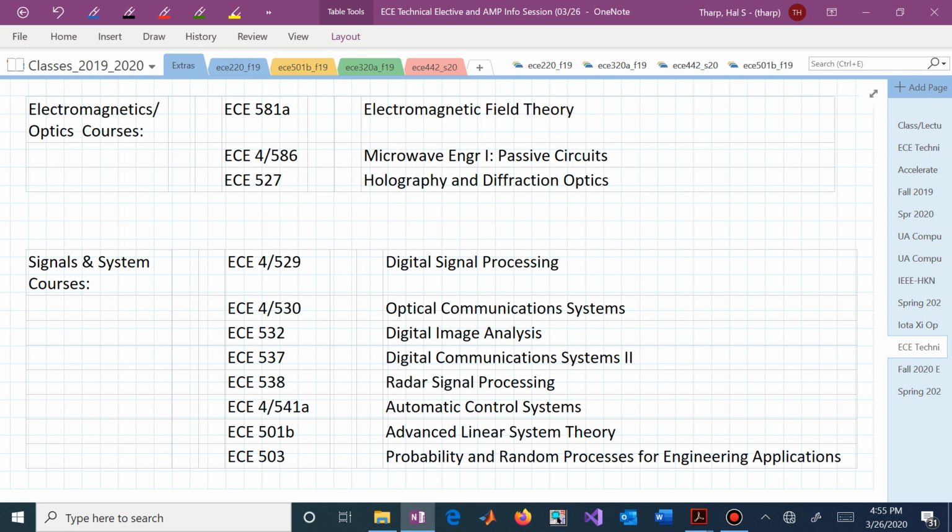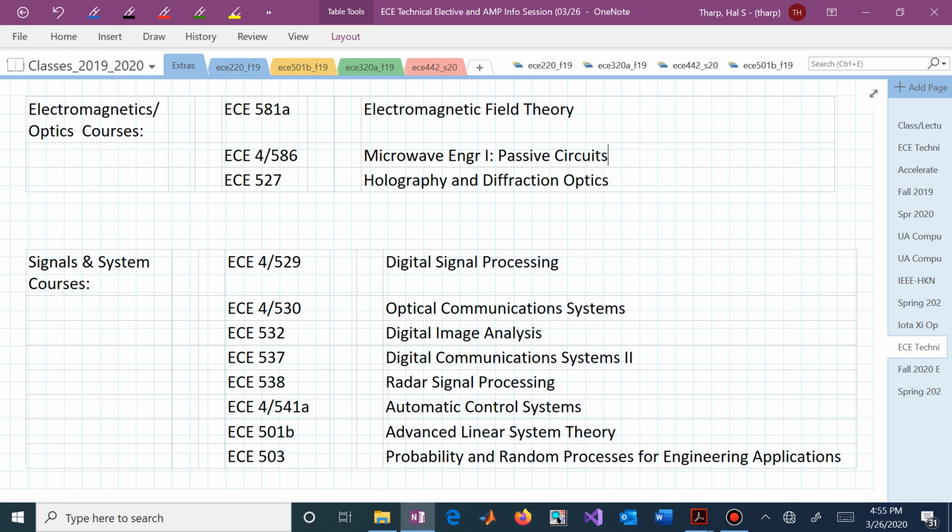If you wanted to know how do you do some of this filtering in a digital sense, that's now digital signal processing. How do you do optical communication systems? That's 430. Now I'm looking at some pure graduate level classes. Digital image analysis, that's 532.